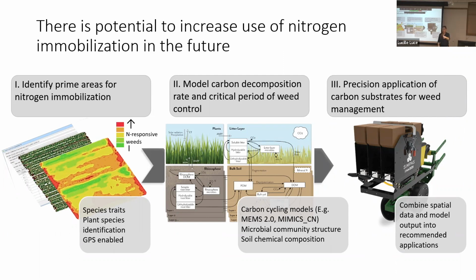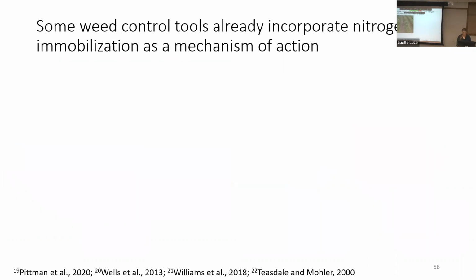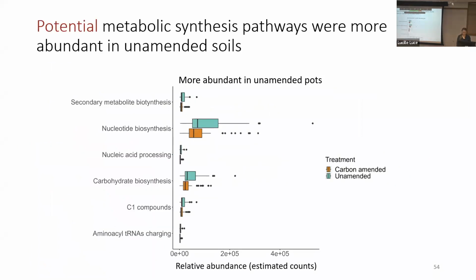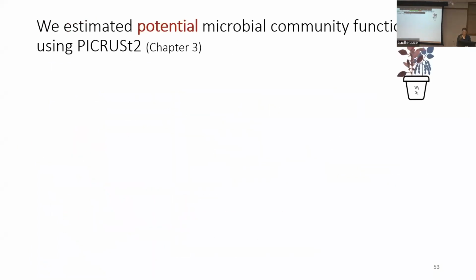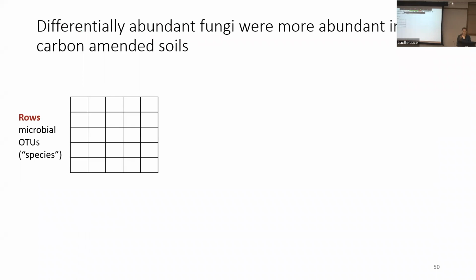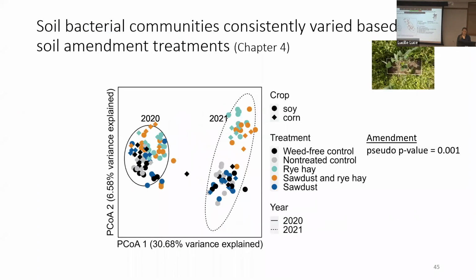Oh, Aaliyah has a question. So around the mid 40s, probably around slide 45, you showed how the communities spatially separated not only within treatment, but they seem to spatially separate even more by year. Like in 2020, they clustered more together than in 2021.